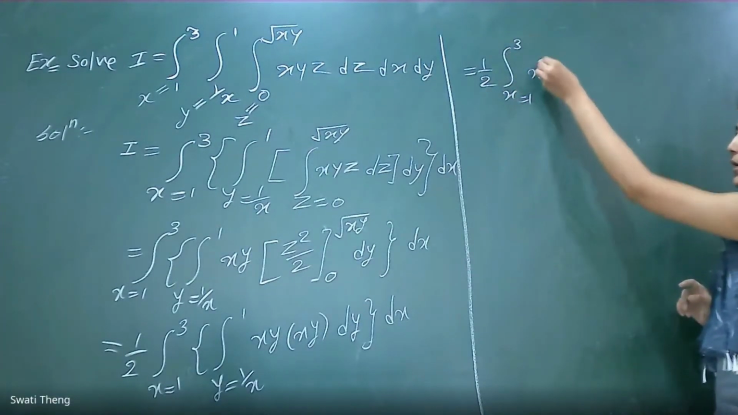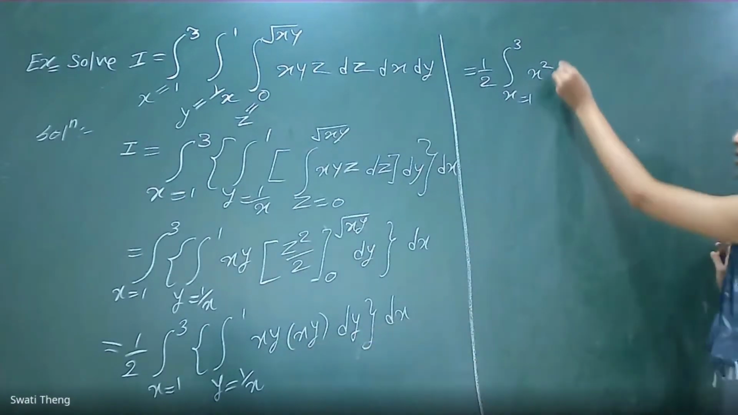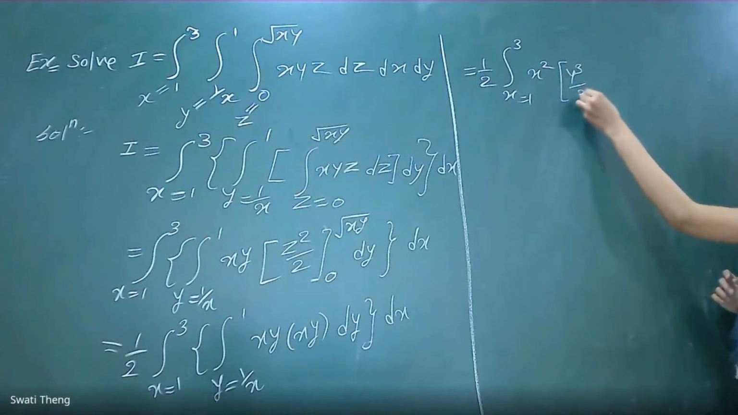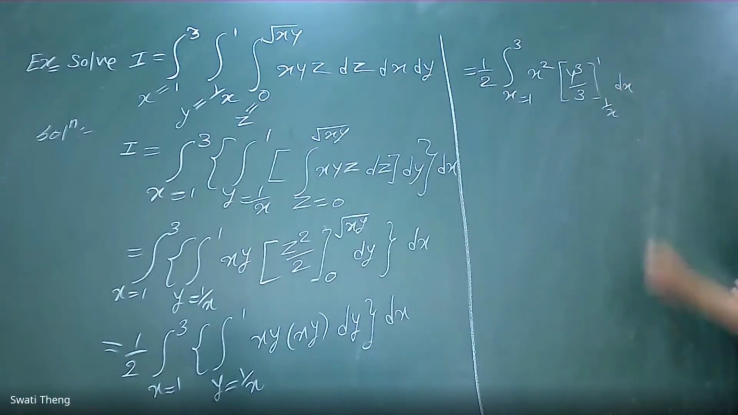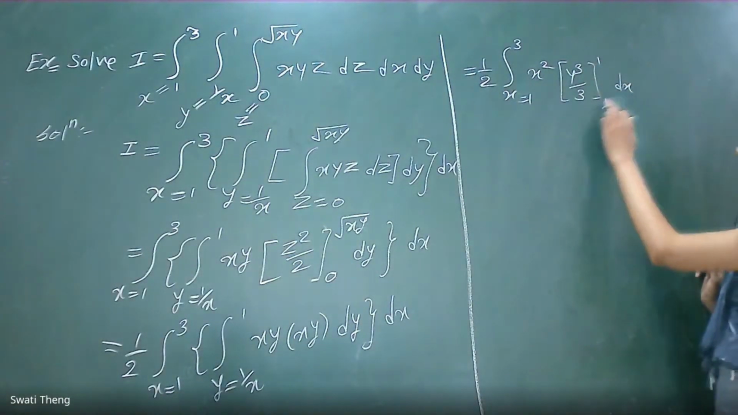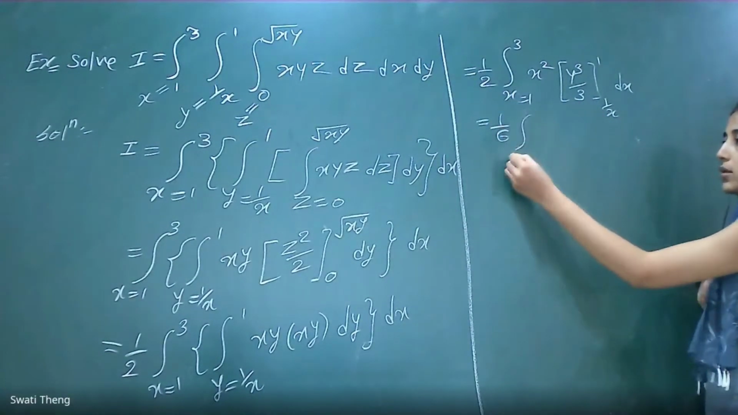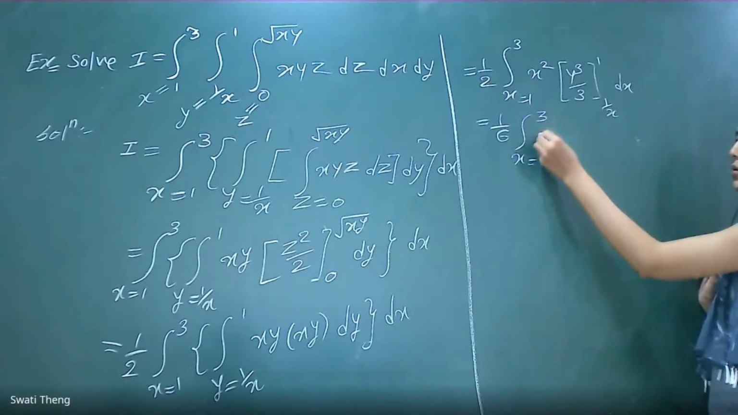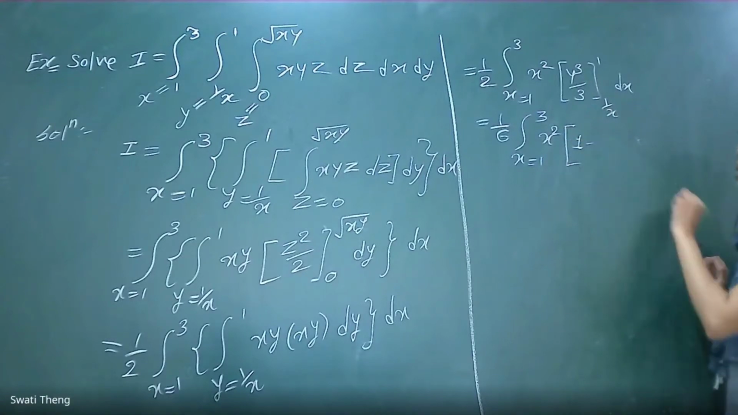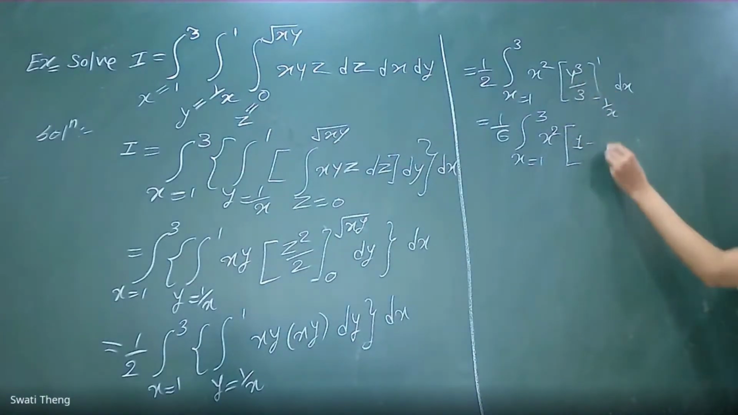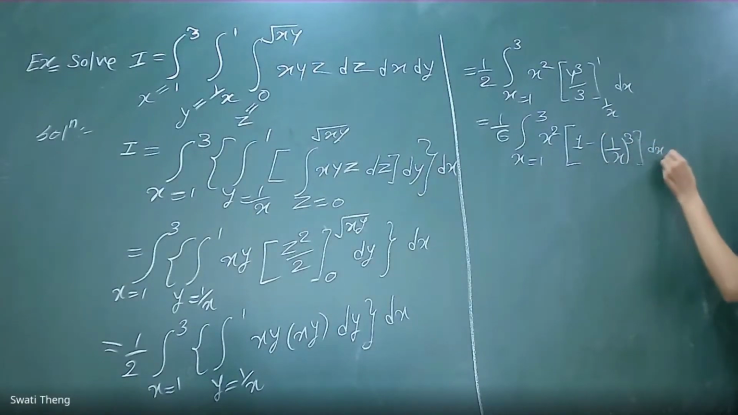And from the integral, we can take x square outside. Remaining is y square, and integration of y square is y cube by 3. Limit is 1 by x to 1, dx. Now again put upper limit minus lower limit, and this constant 1 upon 3 we can take outside. So it is 1 upon 6, x varies from 1 to 3, x square. Now here upper limit is 1, so it is 1 minus lower limit. 1 upon x if we put here, then due to this cube, it is 1 upon x cube, dx.